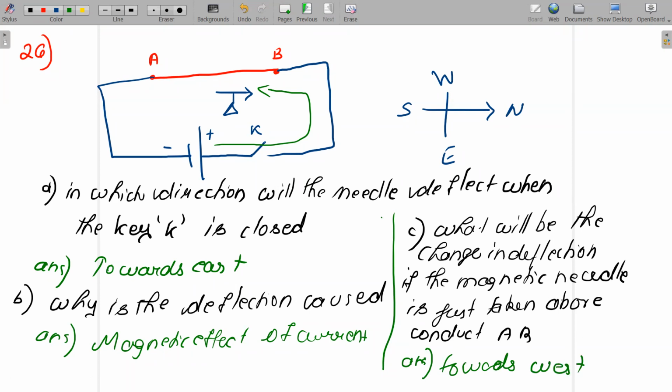Name any device which works on this principle. Albina, what is that? Electric bell. Did I tell you? Electromagnetism applications are electric bells, electromagnets, maglev trains, all are. Understood? Is it okay, children?